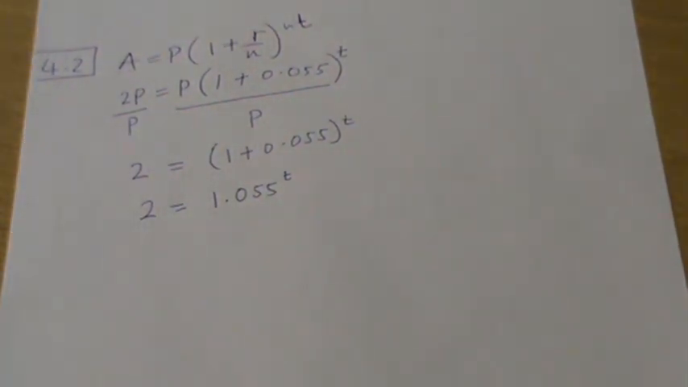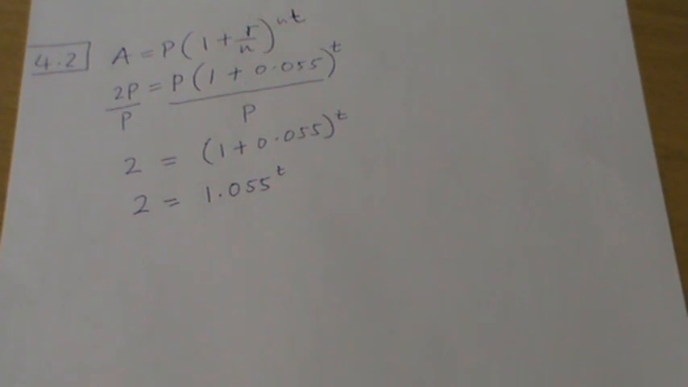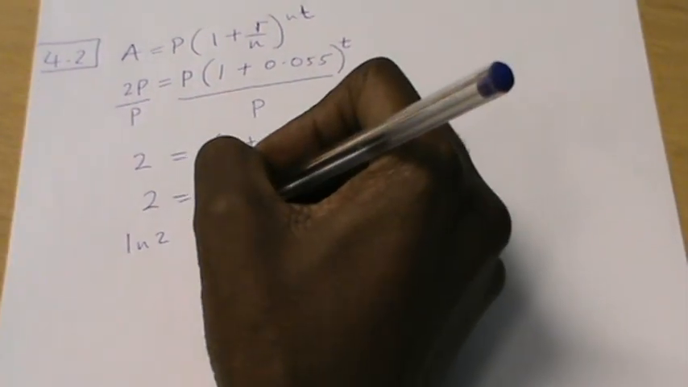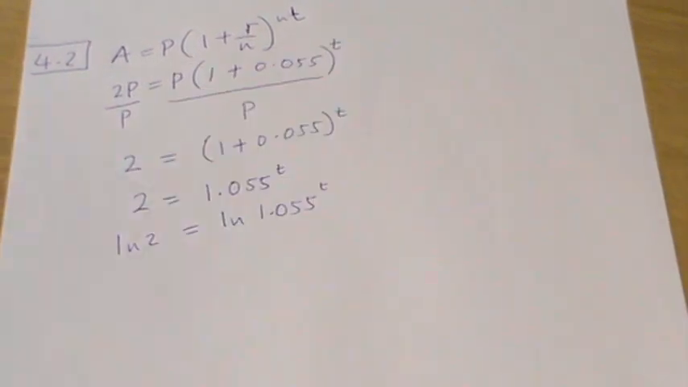So here I have an exponential equation. Then I just introduce logarithms. So you can take ln on both sides. You can take logarithm to the base of 2 on both sides, or base 10. It doesn't actually matter. So I will take ln. So I have ln of 2. This is equal to ln of 1.055 to the power of t.